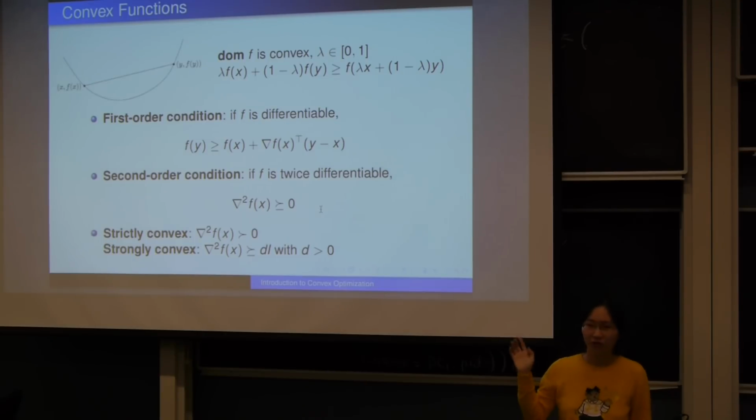If we change the conditions a little bit, we will end up with a strictly convex function, which means that the Hessian matrix of this function is positive definite. And also we have the strongly convex function, which means the Hessian matrix minus d times the identity matrix will be positive semi-definite.